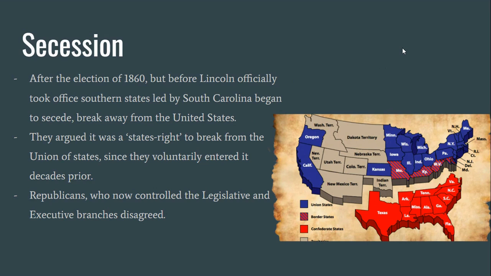After the election of 1860, but before Lincoln officially took office, southern states led by South Carolina began to secede, or to put it another way, break away from the United States. Southern politicians and even the outgoing President Buchanan argued it was a state's right to break away from the Union since they voluntarily entered it decades prior. Keep in mind, Buchanan is typically listed as the worst, or at least in the bottom 5 of presidents in history of the United States. Republicans, who now control the legislative and executive branches, disagreed and refused to recognize the secession of southern states.